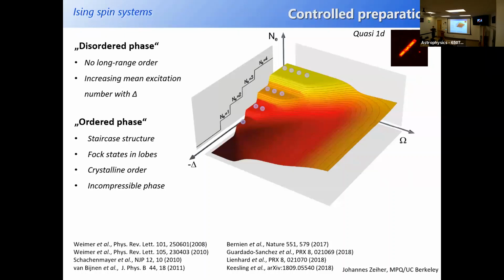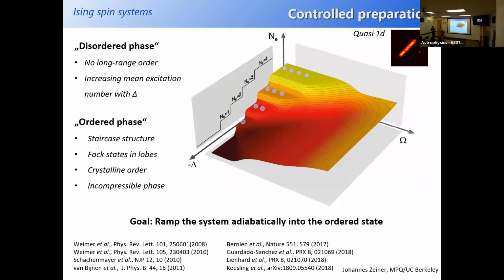You can not excite all the spins equally. You can only excite those spins where the longitudinal field overcomes the interaction energy. So there's going to be this competition again. The more longitudinal field you apply, the more excitations you can put into the system, because you can overcome this interaction energy. And this gives rise to this staircase-like structure for small driving strength and increasing detuning in this case.